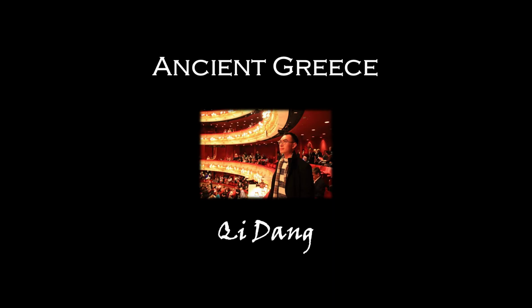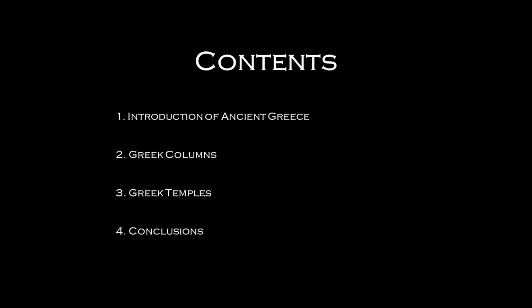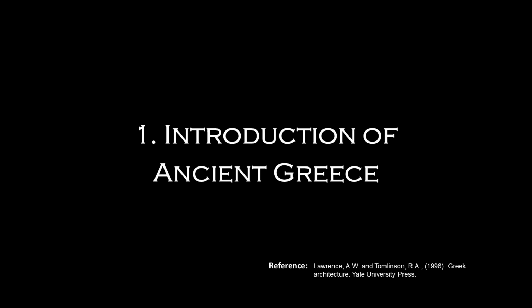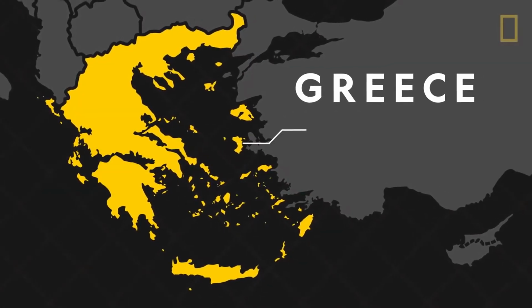Today's video is titled Ancient Greece, and it is going to introduce the Greek columns and Greek temples. I am going to give you an overview of what I'm covering in today's video. First of all, an introduction to ancient Greece, and then we focus on the Greek columns and temples before wrapping up with conclusions. Ancient Greece was born on the shores of the Aegean Sea about 4,000 years ago.